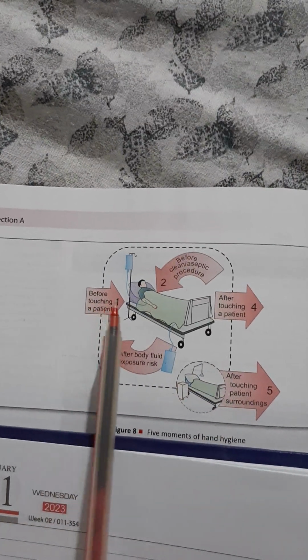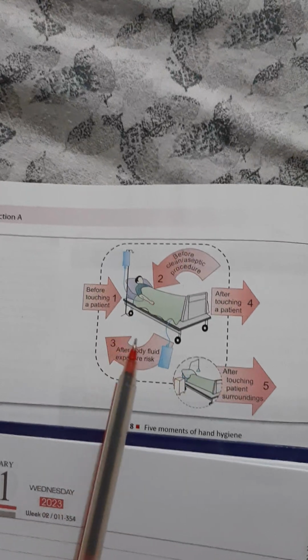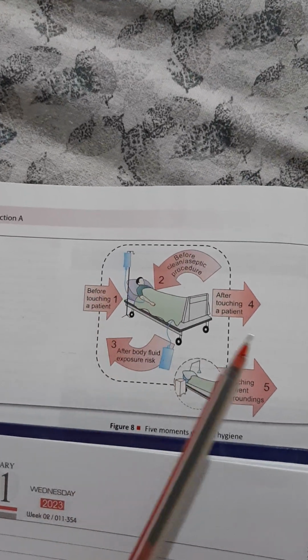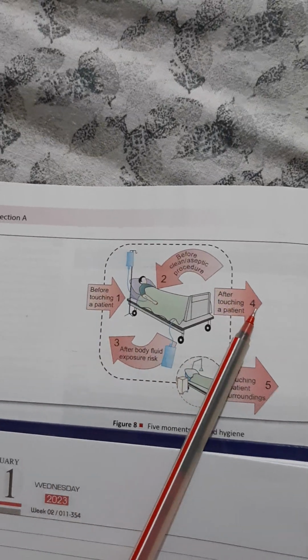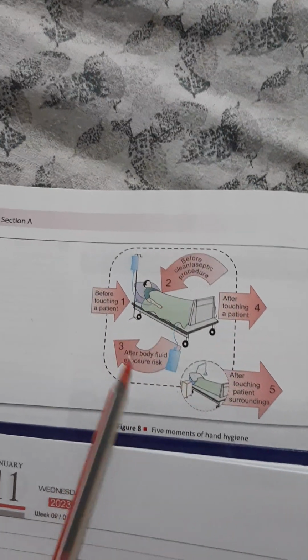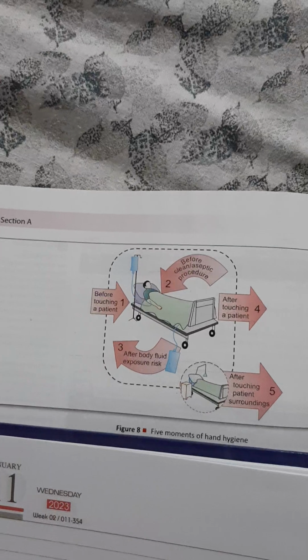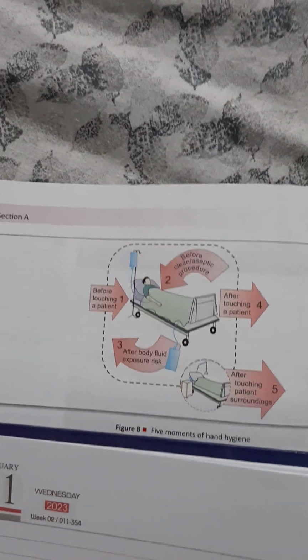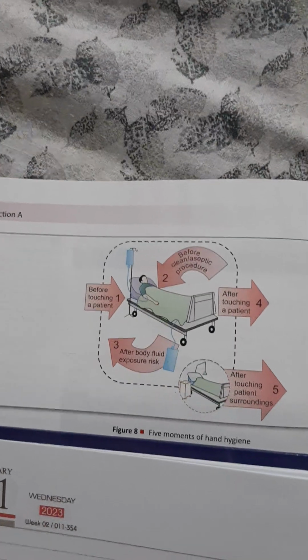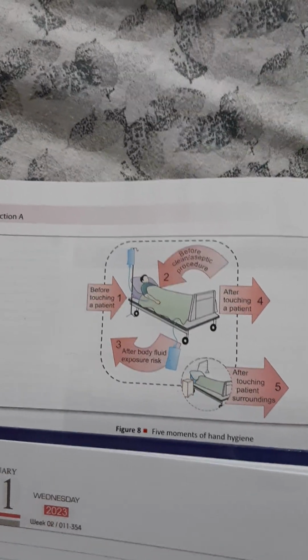So the thing is, before and after, we have to know where it is before and where it is after. Like before touching the patient, after touching the patient, before clean or aseptic procedure, after body fluid exposure, and after touching patient surroundings. So these are the 5 moments of hand hygiene.